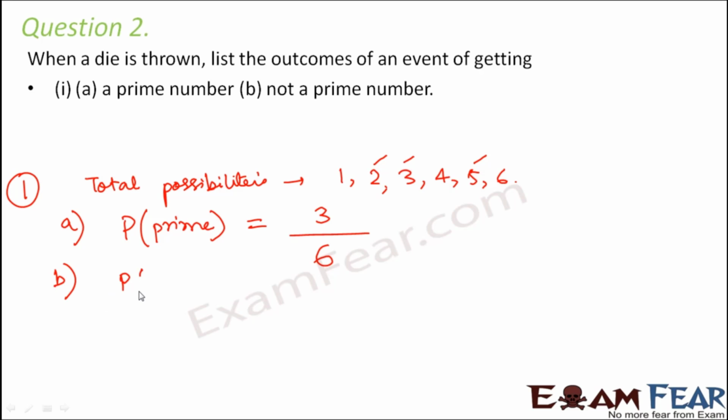Similarly, what would be the probability of getting a non-prime number? So how many non-prime numbers do we have? So the non-prime numbers are 1, 4 and 6. So they are also 3 in number. So this would also be 3 by 6. So the probability of getting a prime number and the probability of getting a non-prime number are equal.